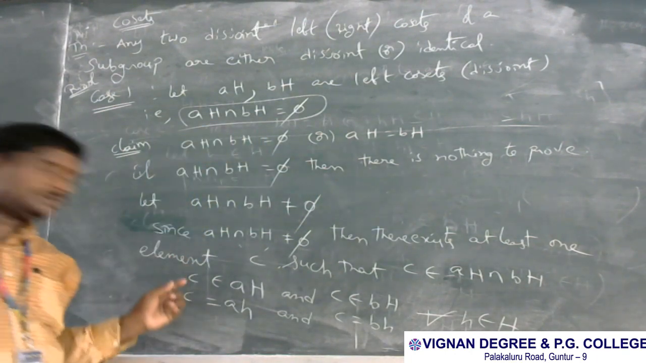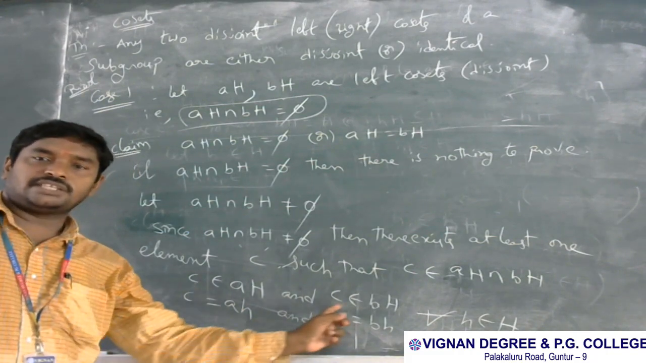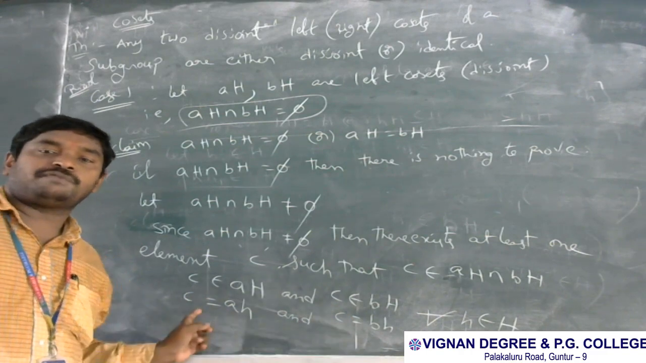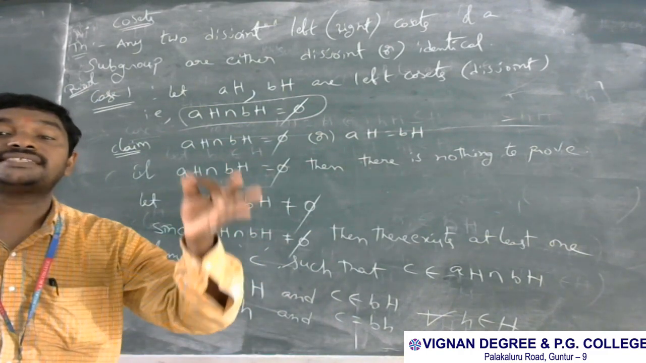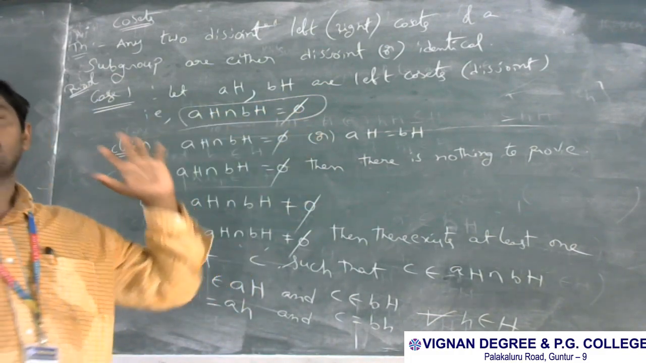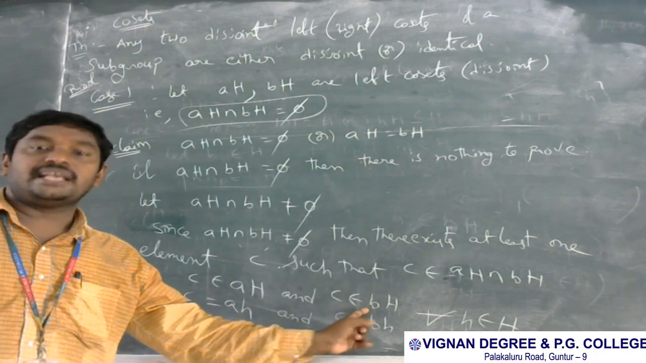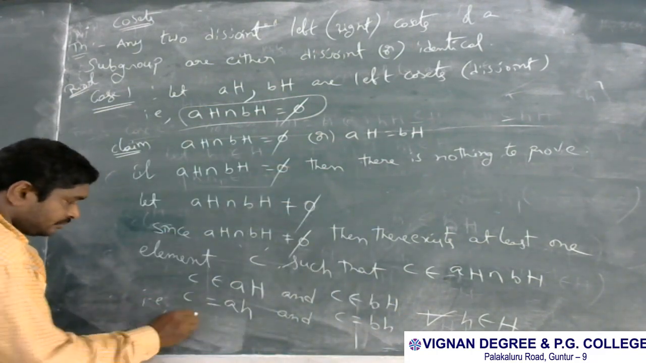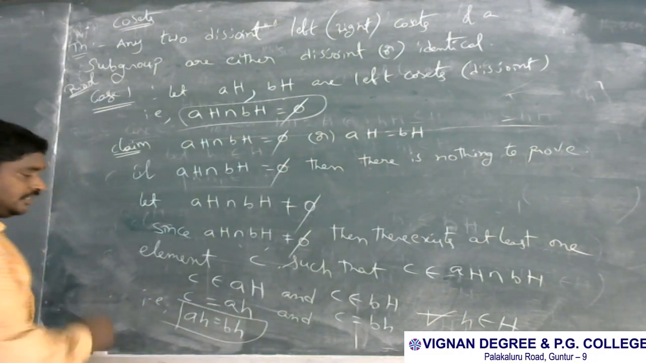So here what you observe? Small c is equal to ah and small c is equal to bh. So both left sides are equal, so there must be right sides also equal. So what is the right side? AH. What is here the right side? BH. That is, AH is equal to BH.